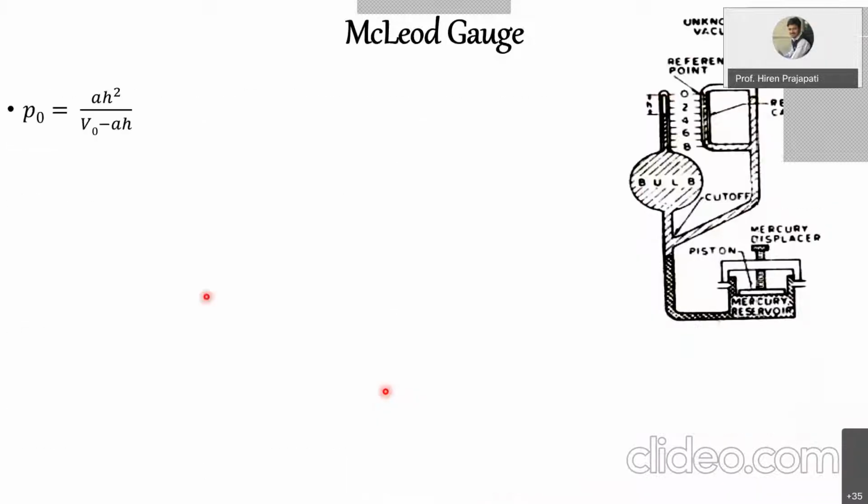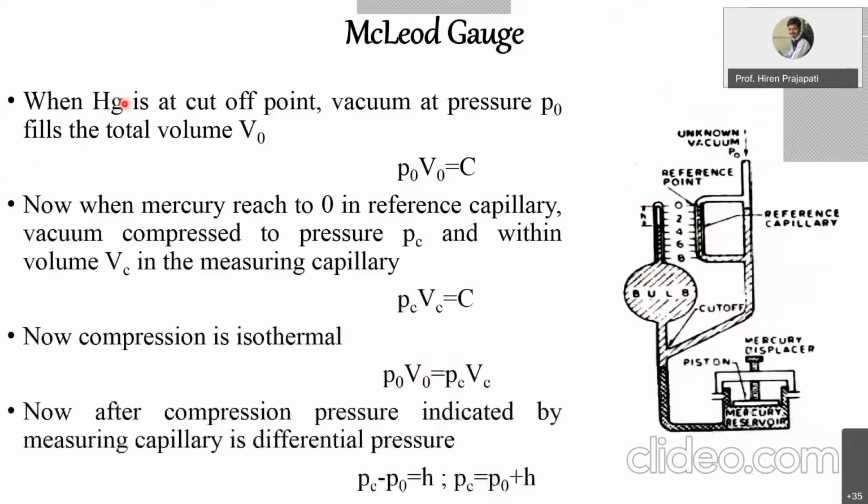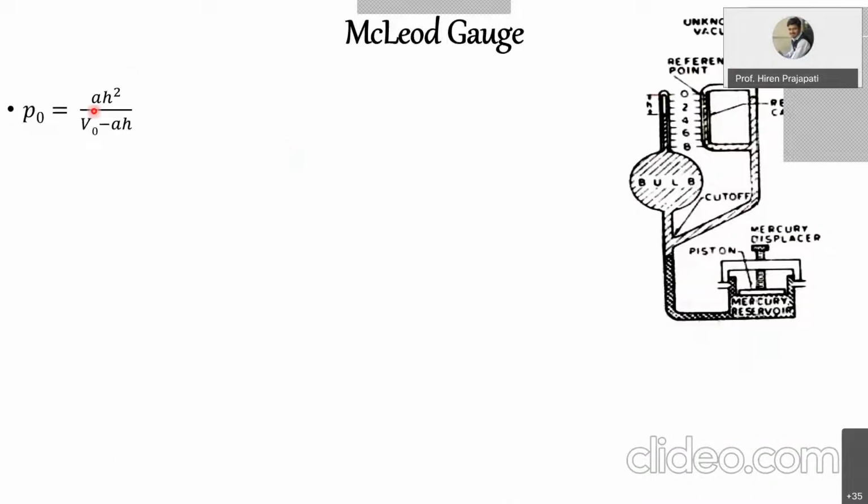So we get this equation, P0 is equal to AH square. If you simplify this P0 equation, you will get AH square divided by V0 minus AH, where V0 stands for the total volume of the bulb and measuring capillary, A stands for the area of the measuring capillary, and H stands for the height of the compressed vacuum, right?